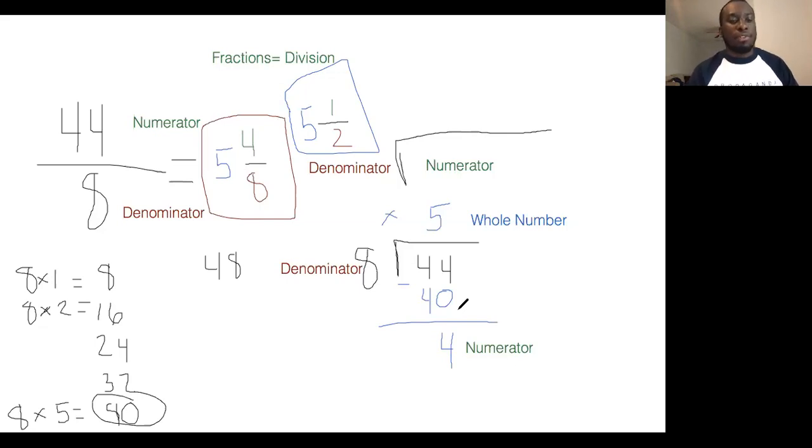So 44/8 as a mixed number is 5 and 4/8, which is the same as saying 5 1/2. Yes. Awesome.